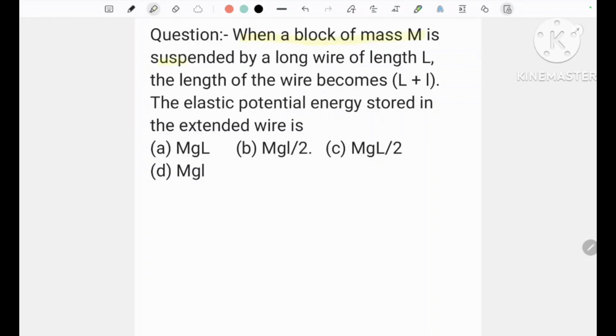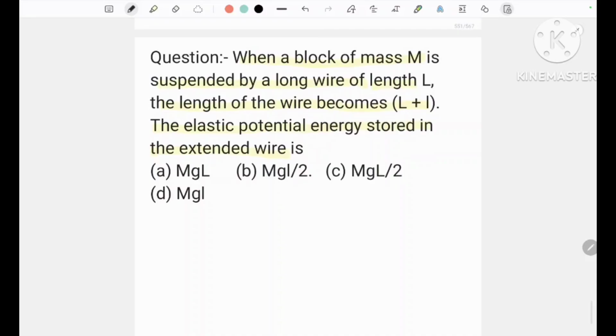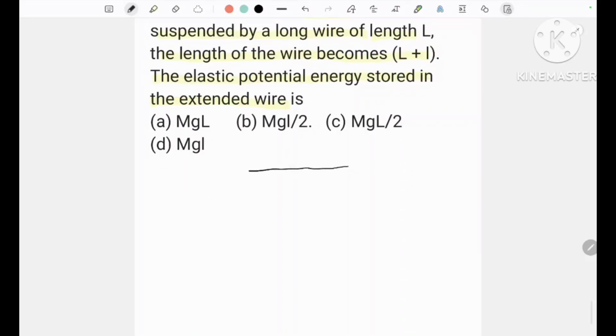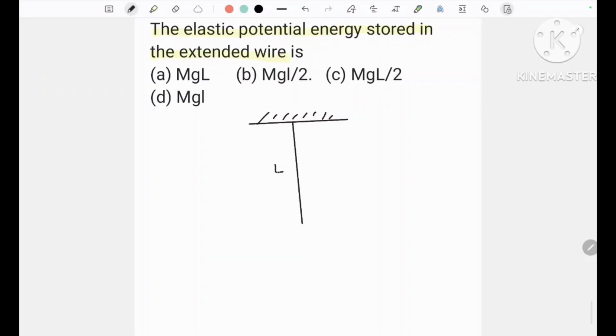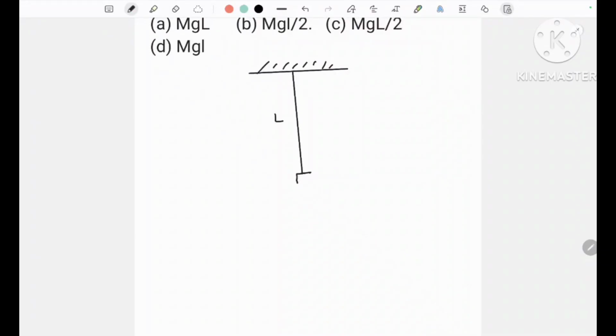When a block of mass m is suspended by the long wire of length L, the length of wire becomes L plus l. The elastic potential energy in the extended wire is. Wire of length L. We suspended a block of mass m on it, so this extends by a small l distance.